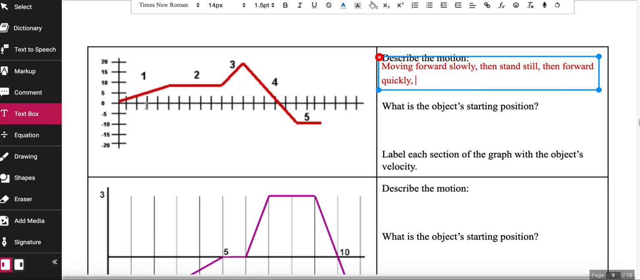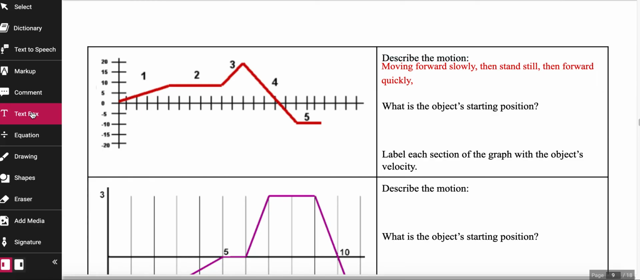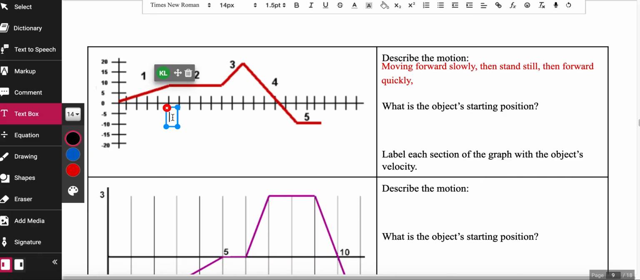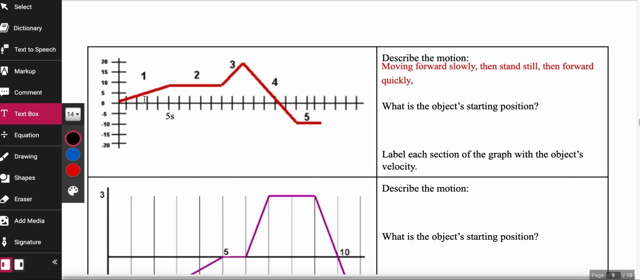I'm noticing that there's no label for my x-axis, so I'm just going to say that each of these markings is 1. Okay, so 1, 2, 3, 4, 5. So for example, this one would be 5 seconds. I'm just going to say that I'm counting by 1s here. On my y-axis, I'm counting by 5s.